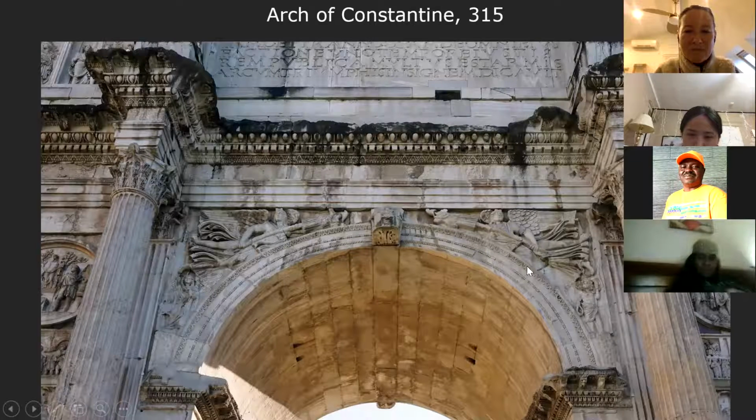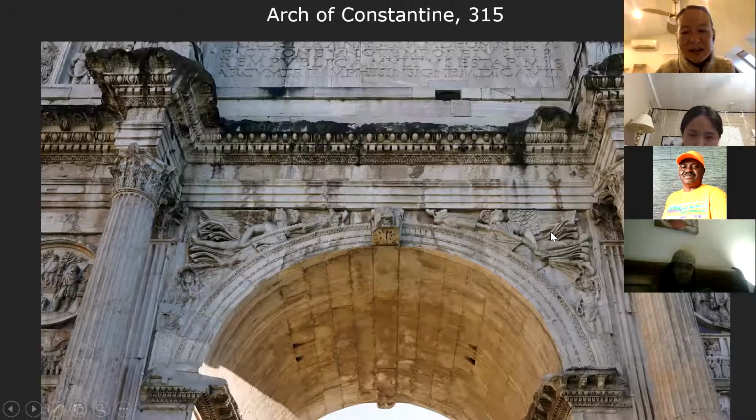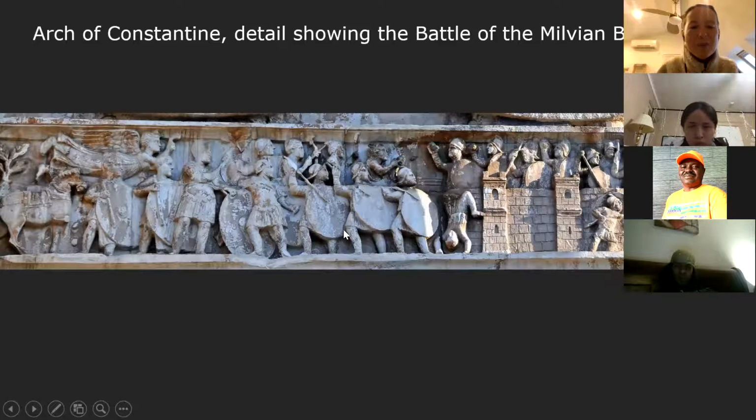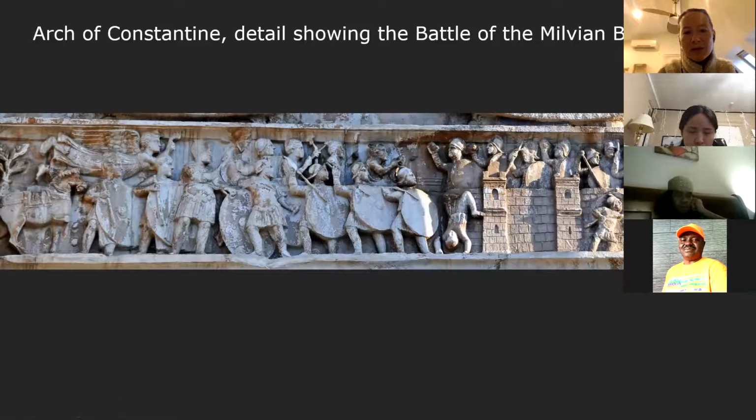Here we have the victory, almost going back to Nike, and here we have that winged figure one more time. Here is where, at the Milvian Bridge, he defeated his co-tetrarch. He defeated the other emperor at this bridge. And again, to him, it was a symbol or a message from God that he was supposed to go and fight his co-ruler so that he would have the sole authority over Rome.